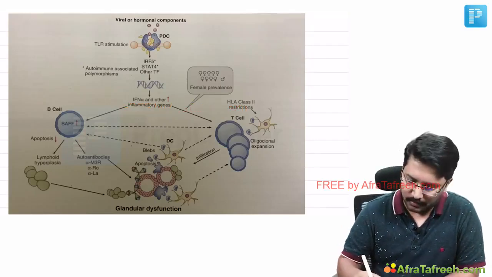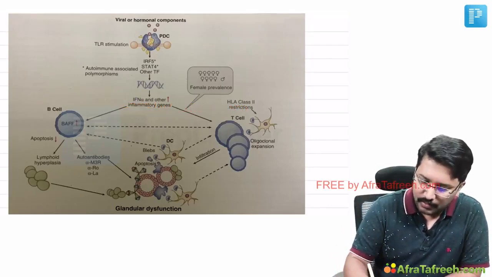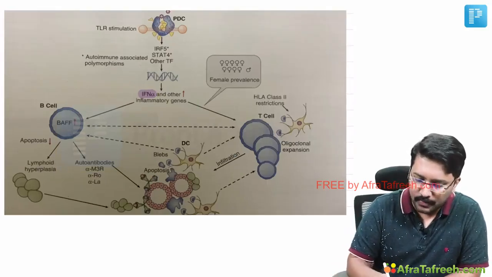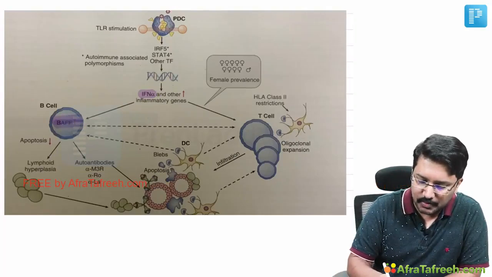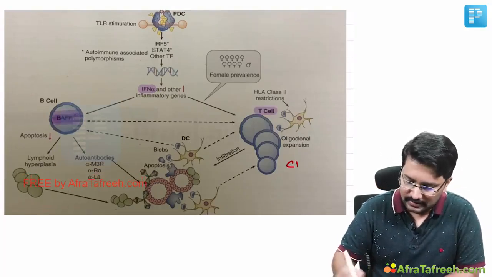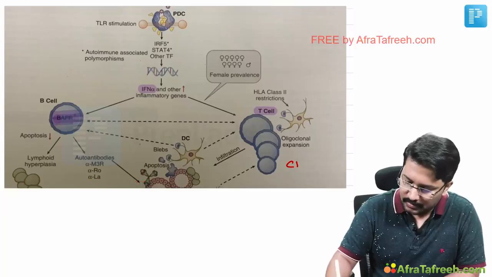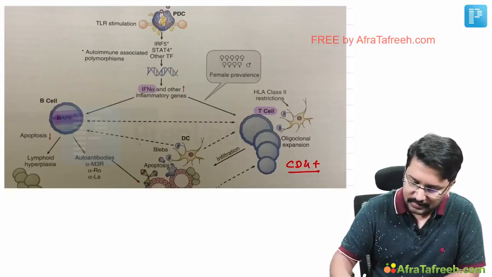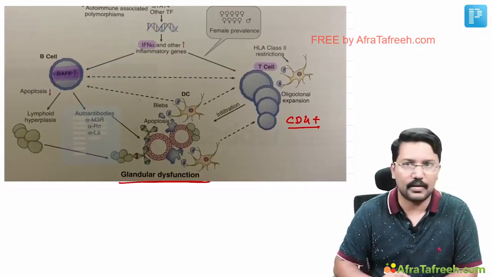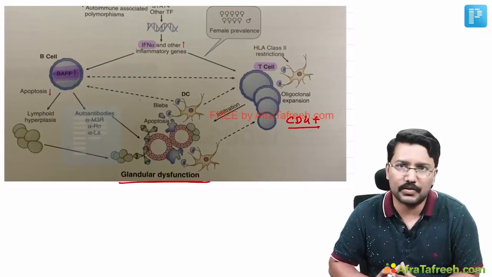Okay. Now, this is another slide from one of the classical textbooks that summarizes whatever we have already discussed, right? So I have already told you that interferon alpha plays an important role in the pathogenesis, and that is involved in B cell activation. There is overexpression of BAFF. There is also involvement of T cells, right? Obviously, CD4 positive T cells, which cause the glandular dysfunction. That is the pathophysiological mechanism.